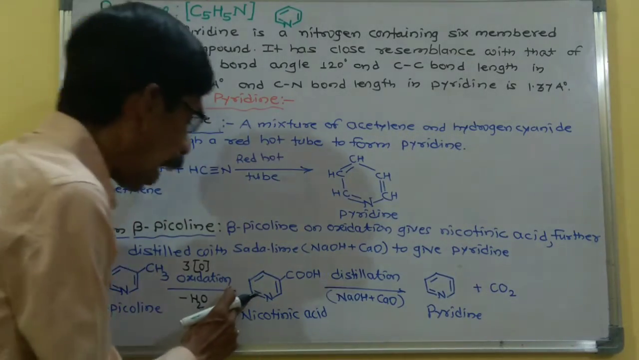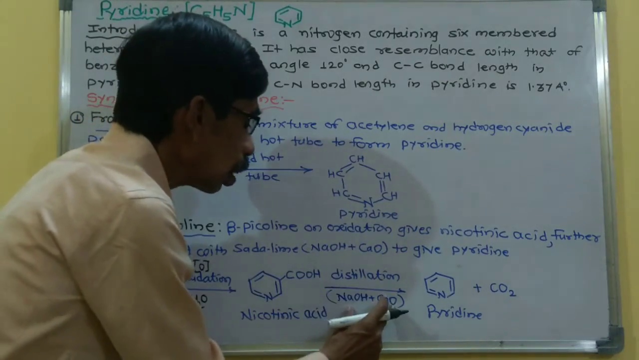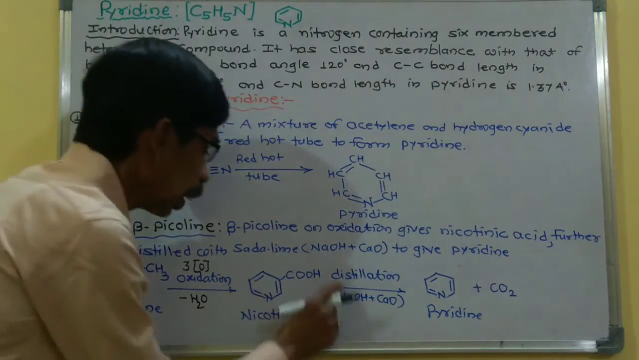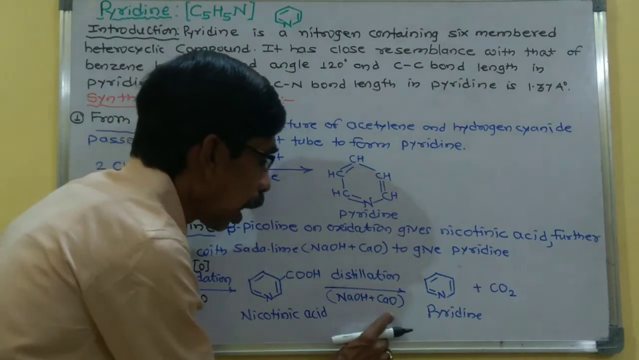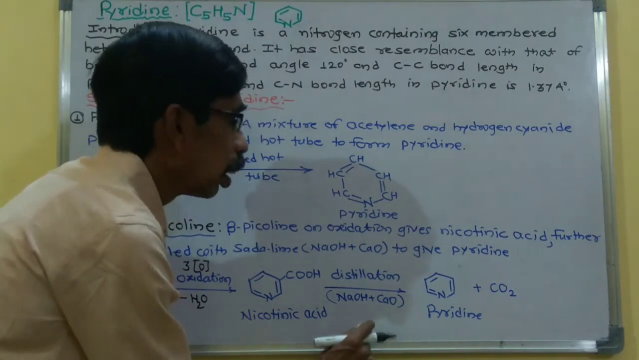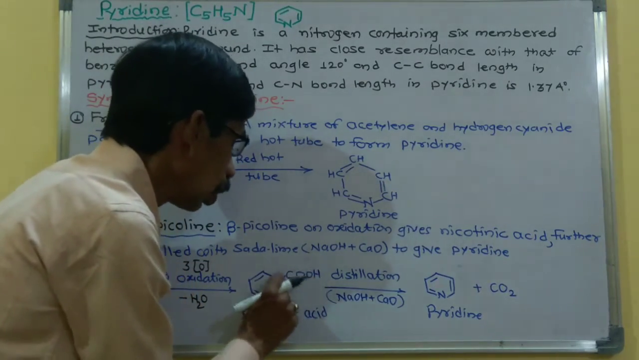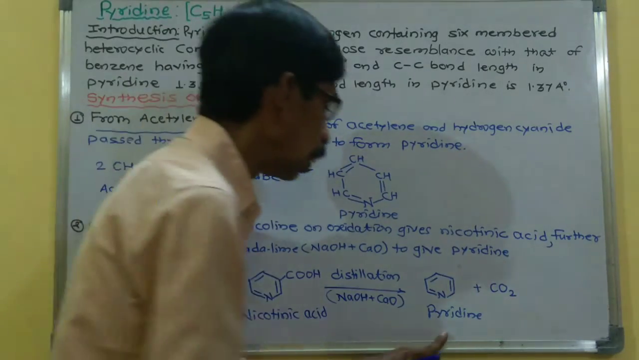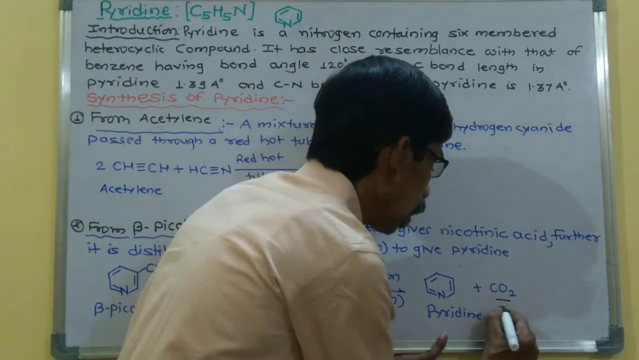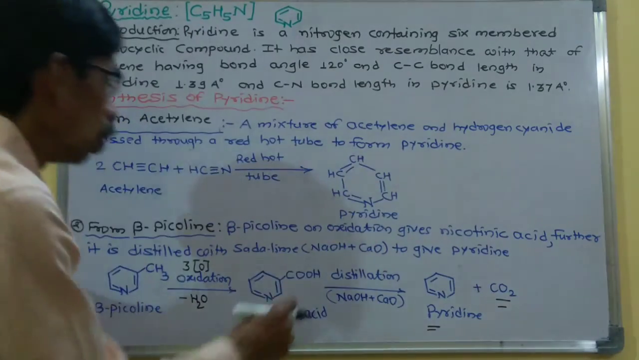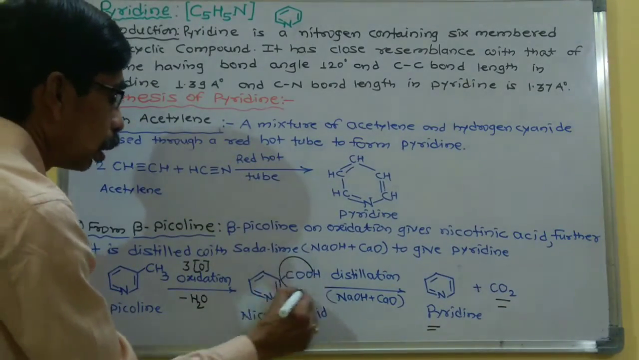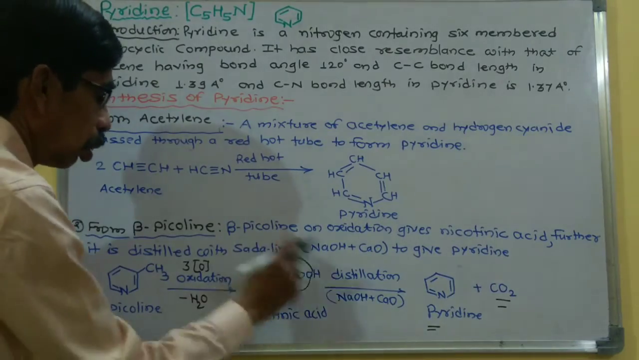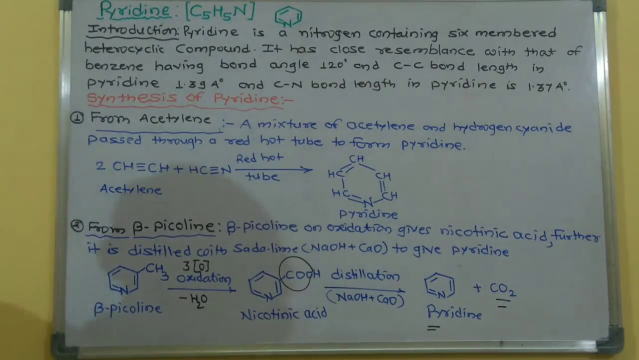Now this nicotinic acid on distillation with soda lime evolves CO2 gas and forms pyridine. So this CO2 is evolved and this H is added to form pyridine. So these are the two syntheses of pyridine. The next synthesis of pyridine we will take in the next lecture.